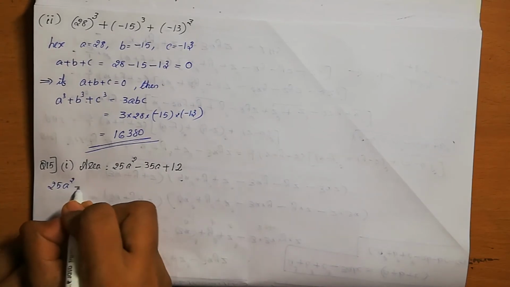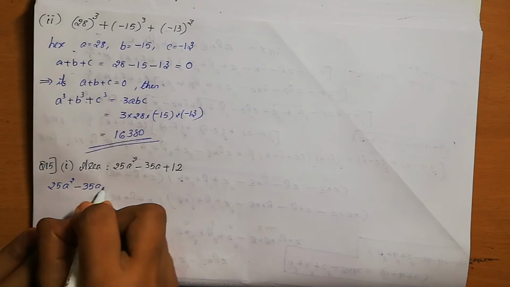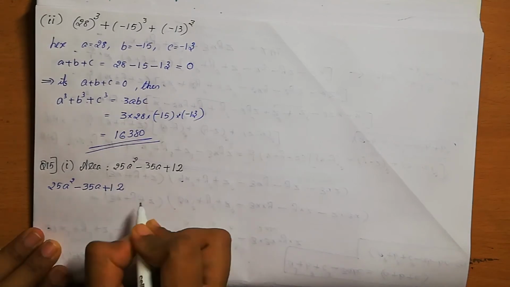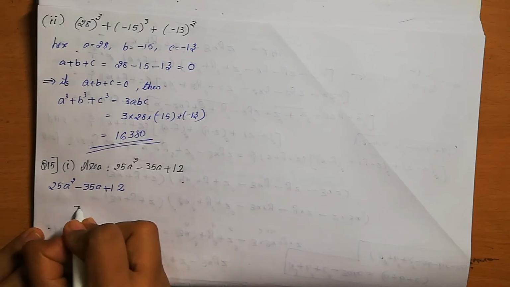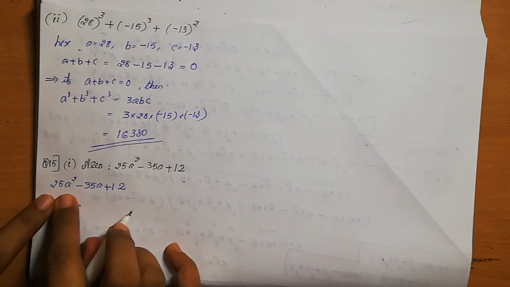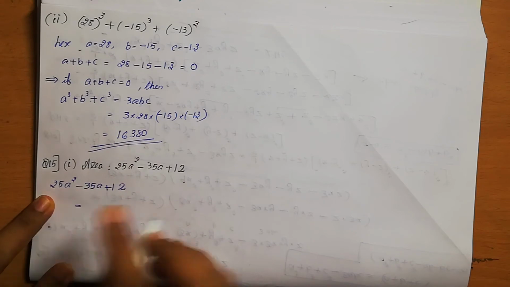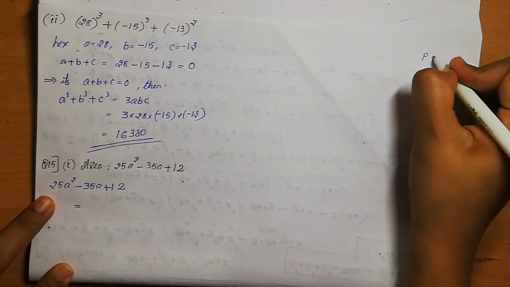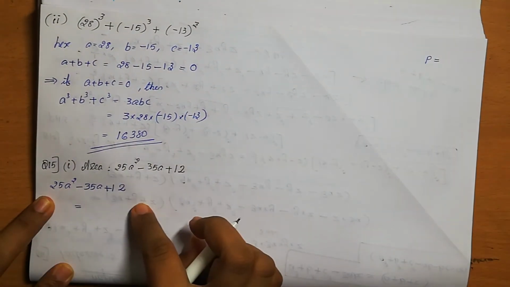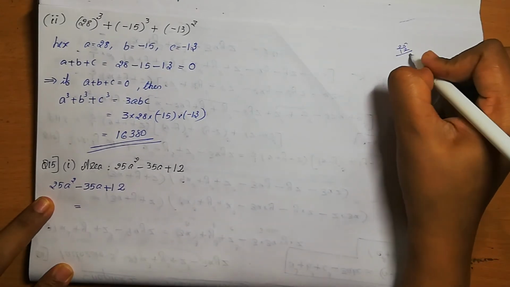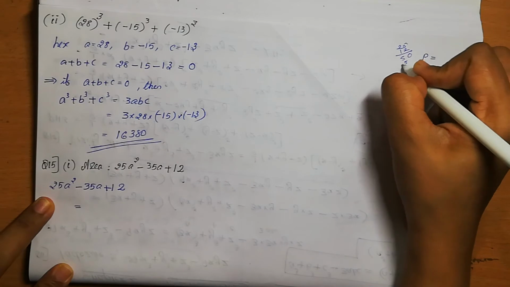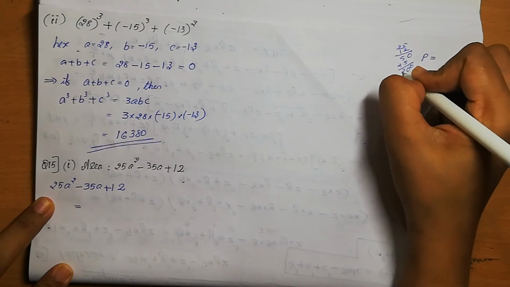So this one, 25a square minus 35a plus 12, how can we write it? Here we use the sum and product method. The coefficient of a square is 25, so the product is 25 into 12. 25 into 12: 5 2s are 10, 5, 5, 2, 0, 300.